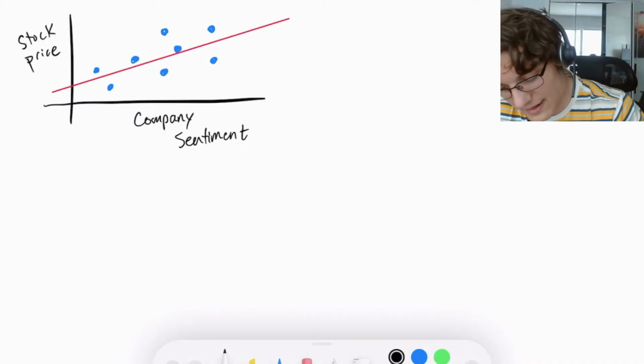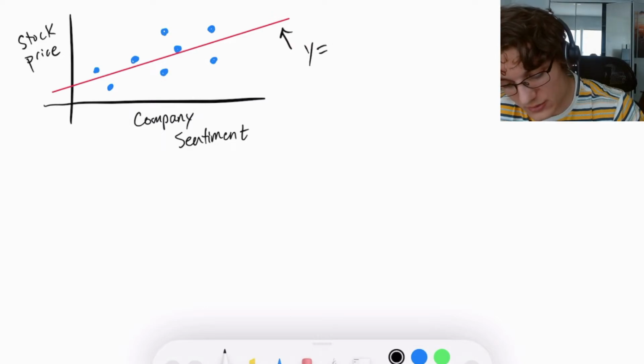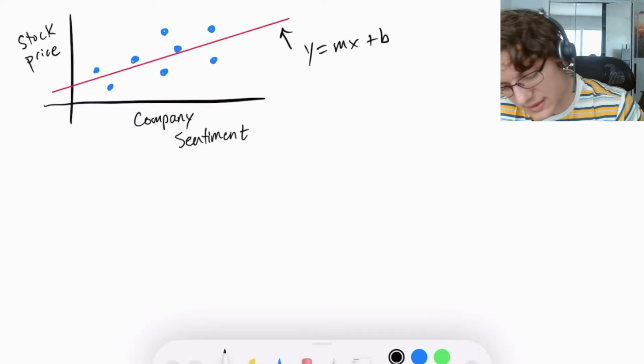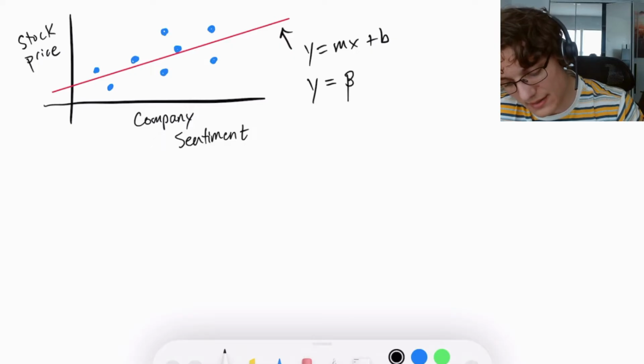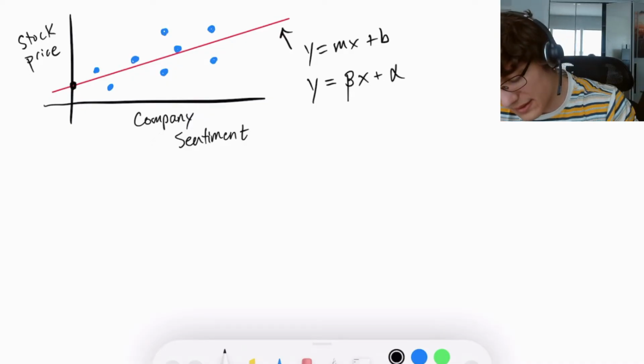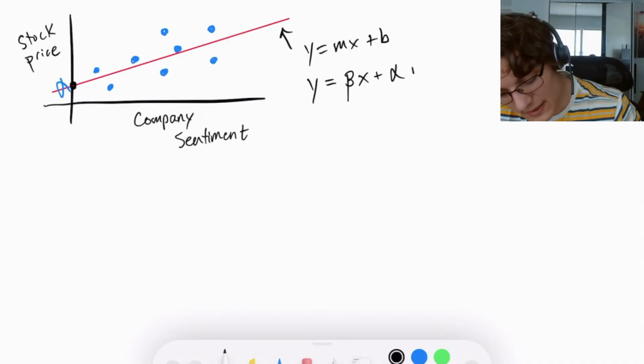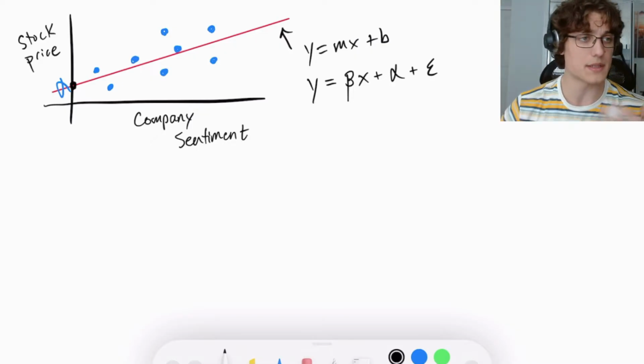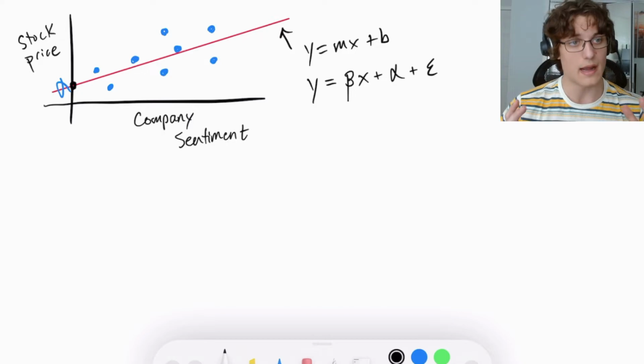Now, we know a line is simply y equals mx plus b. In the context of this model, we would say y, that is the stock price, is equal to some beta times the company sentiment plus some alpha, where that alpha is going to be our y-intercept. And then we have some error associated with it. Perhaps the error is distributed normally for modeling purposes, perhaps distributed differently in nature, but in general, we can say that some true model looks like this.